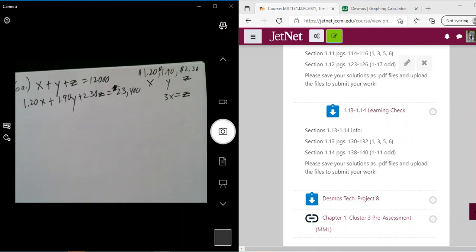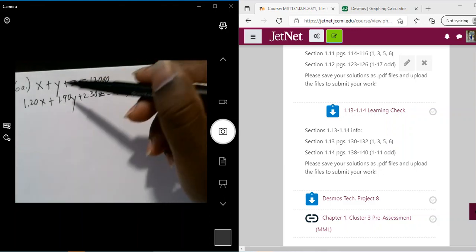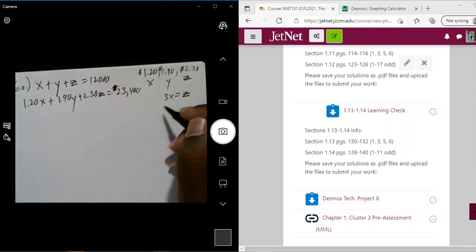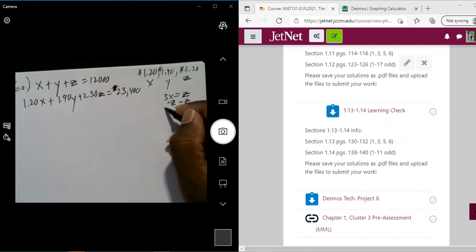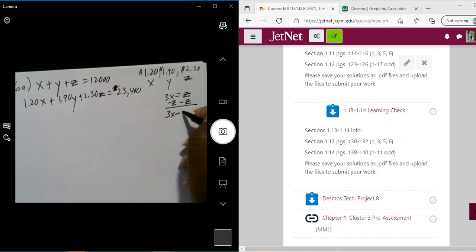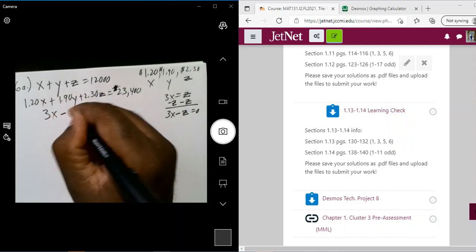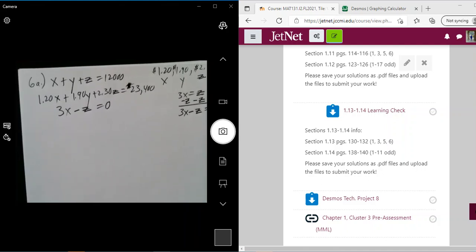Now, let me show you something else here. If you notice, all of these problems have the variables on one side and a number on the other side. So even though that last statement says 3 times the lower amount equals the higher amount, we're going to subtract Z on both sides. It'd be 3X minus Z is equal to 0. So that would be our last equation. So that would take care of A, because they asked us to write the equations here.